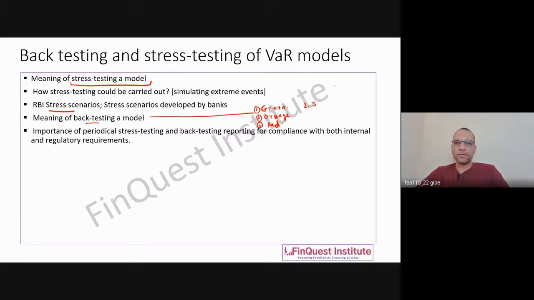So 2.5 is roughly 2 or 3 breaches a year. As long as your number of breaches stays within this area, RBI is happy. So the regulator says, okay, your model is decent enough and it is behaving as per expectations. So fine, you can continue using the model.